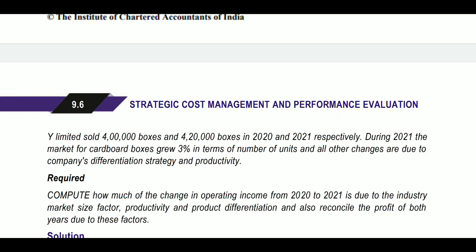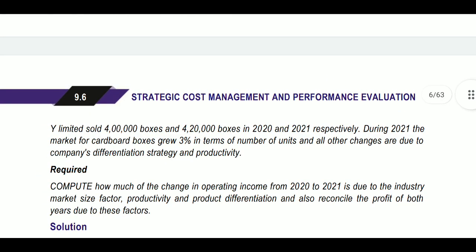After that, they provided it in terms of number of units, and all other changes are due to the company's differentiation strategy and productivity. Remaining all are differentiation strategies. So what is the remaining number of boxes due to increase in market share? Firstly, there was an increment of 4 lakh 20 minus 4 lakh, that is 20,000. Of the 20,000, we have 12,000 due to growth in market size. The remaining 8,000 is due to market share.